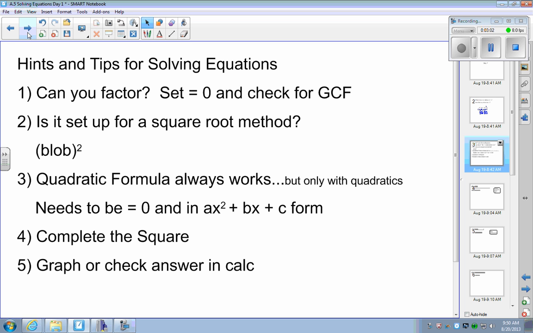Fourth one, completing the square. Not sure how much you did in Algebra 2 of that, but we're going to spend a lot of time on those types of problems. And lastly, you can always graph or check these things in your calculator, as I've shown you guys. So we're going to kind of hit on these topics and practice them for a few days.